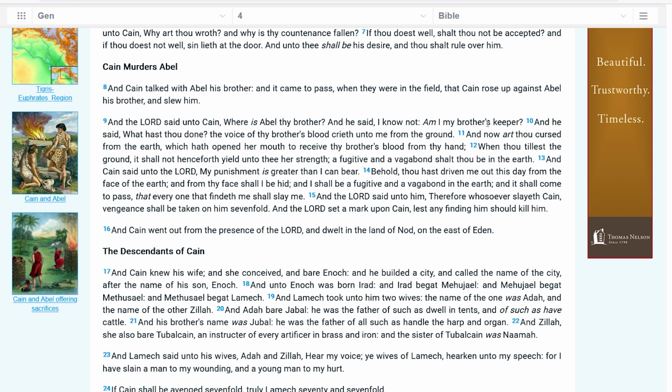Okay, he's asking, am I my brother's keeper? What have you done? The voice of thy brother's blood crieth unto me from the ground. The voice of your brother's blood crieth. That's another little mystery in there. His blood crying out? What does that mean? I chased that one for a while, but let's keep going.